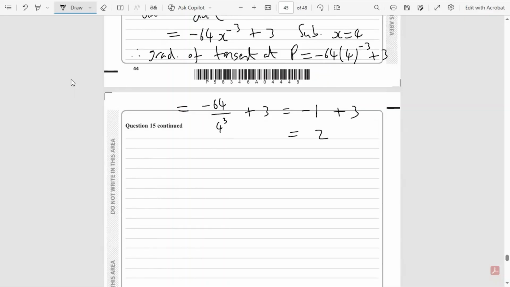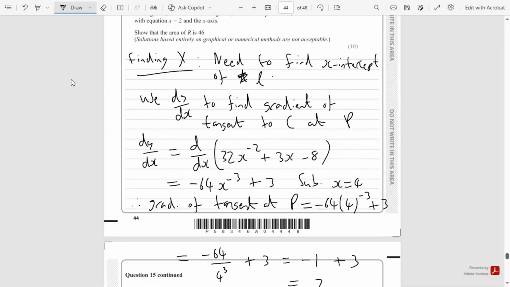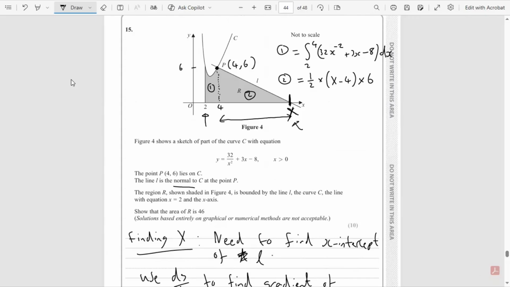So the gradient of the tangent is 2. That means the gradient of the normal, the negative reciprocal, will be minus 1 over 2. Perfect. So we know that the equation of L is going to be y equals minus 1 over 2x plus c. Now, if we can just get the plus c, that means we've got the full equation of the normal, and then we're going to be able to work out what this missing capital X value is going to be over there.